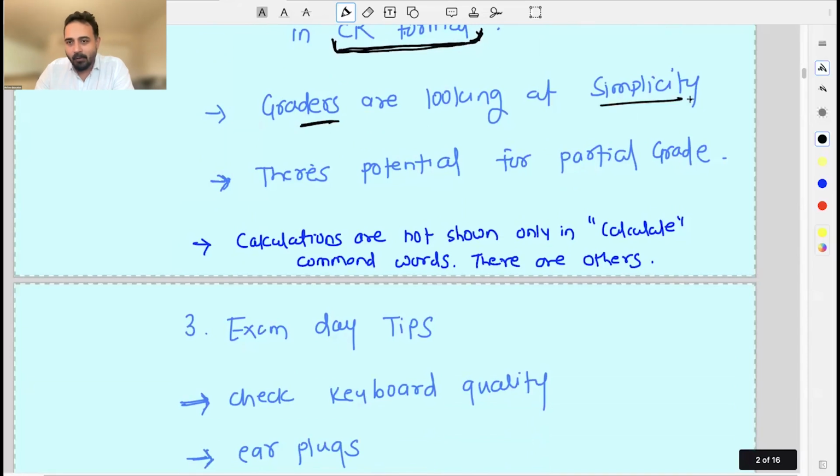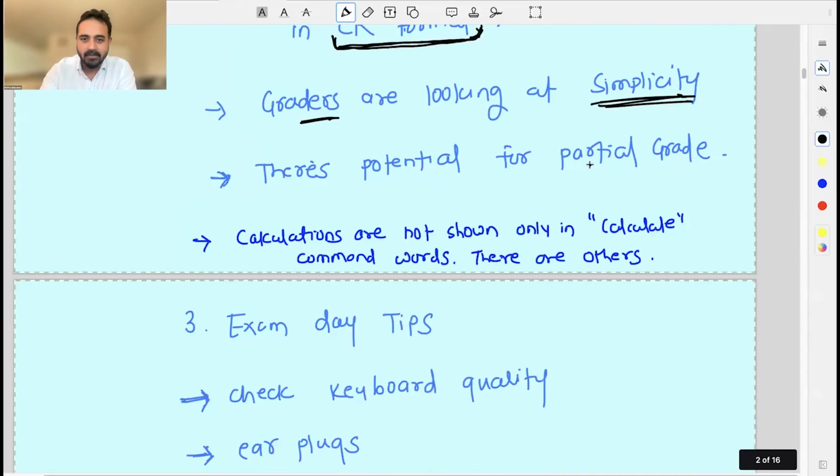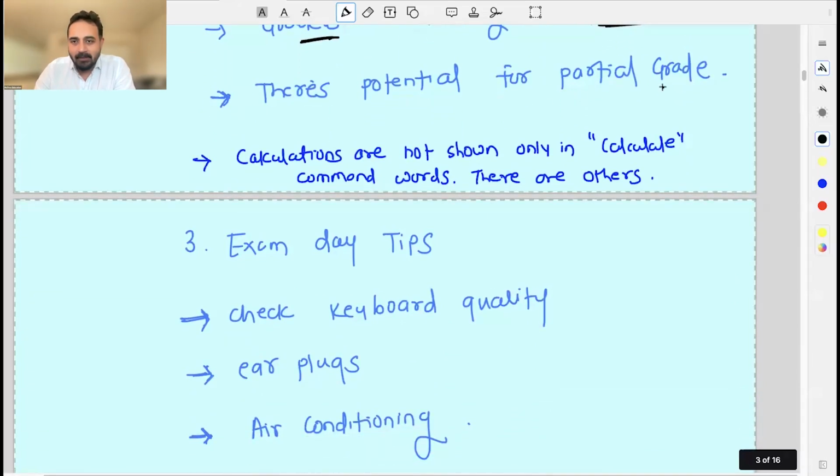Then, graders generally look for simplicity, not overly complicated answers. So again, just answer every command word in bullet points and you're okay. There is also a concept of partial grading. If your answer is not precisely there, but somewhere there, you do get some sort of partial grade. This means if you come across a situation where you have no idea, at least take the command words and try to write something.